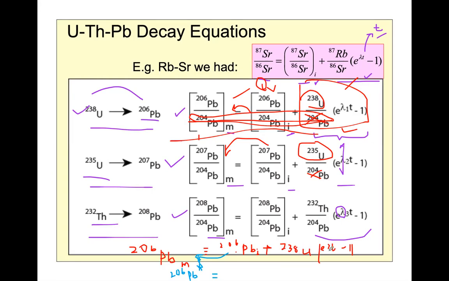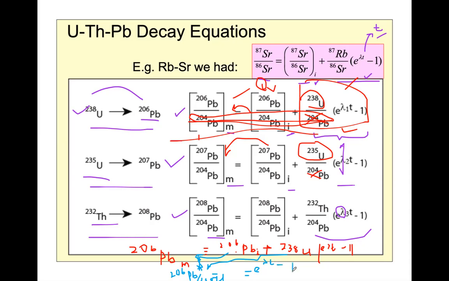238 uranium into e^(λt) minus 1. So if you take this 238 to the left side, it means you divide by 238 uranium, right? This is just grade 10 maths. 206 radiogenic product divided by 238 uranium, because you just take it to the left-hand side from the equation, equals e^(λt) minus 1.